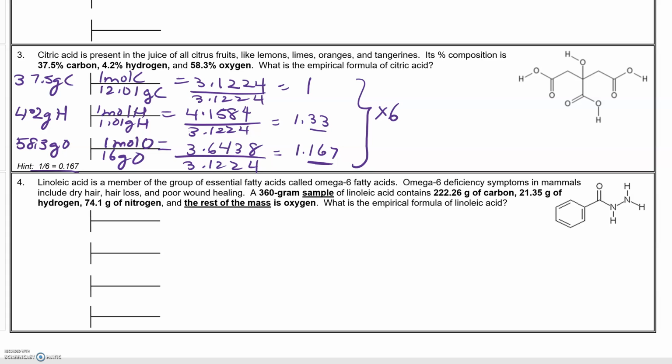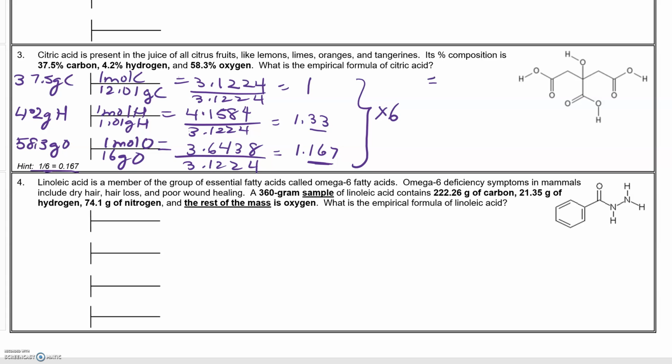If what I'm saying is too much, just try it yourself. Try to multiply 1.33 and 1.167 by 3 and see what happens. Do you get a whole number? If you don't, then you know the other fraction is 1 over 6. So you gotta multiply by 6, okay?